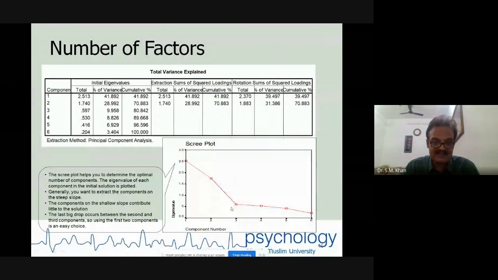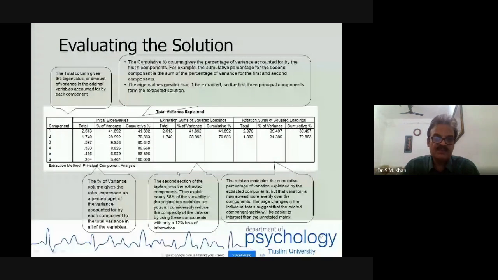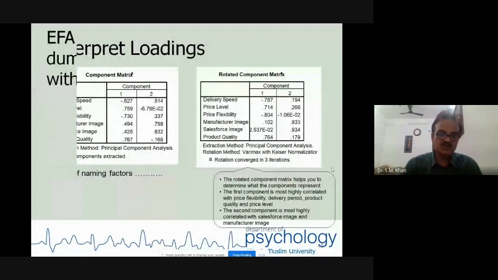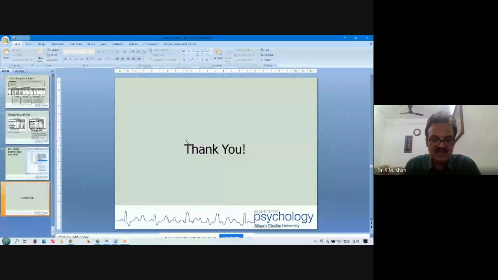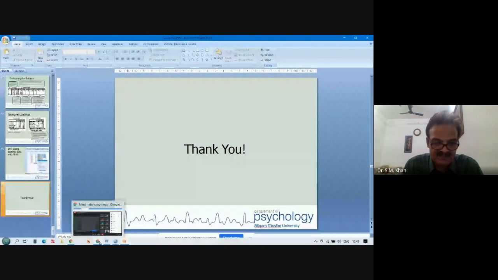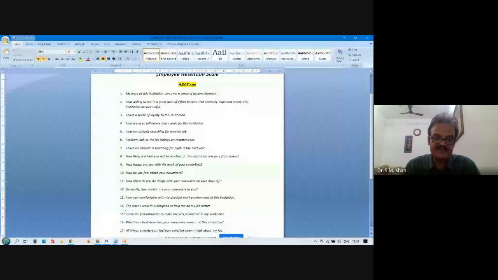What is meant by this scree plot, and the final table. What is meant by this, and complete interpretation before you. So this PPT will be available to you. Friends, now moving to the case study that we have discussed in the morning.